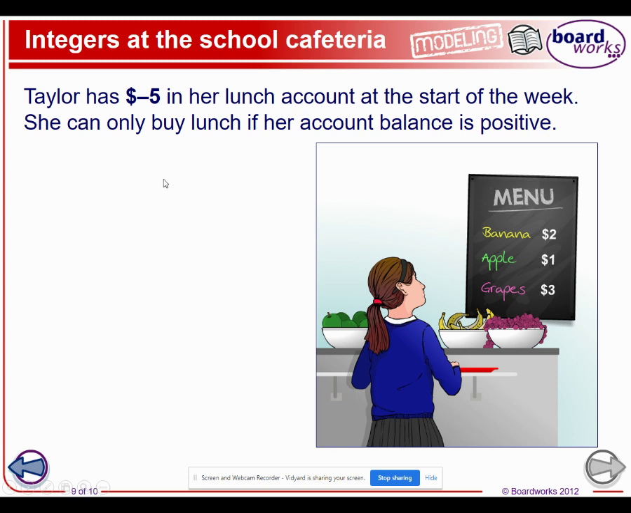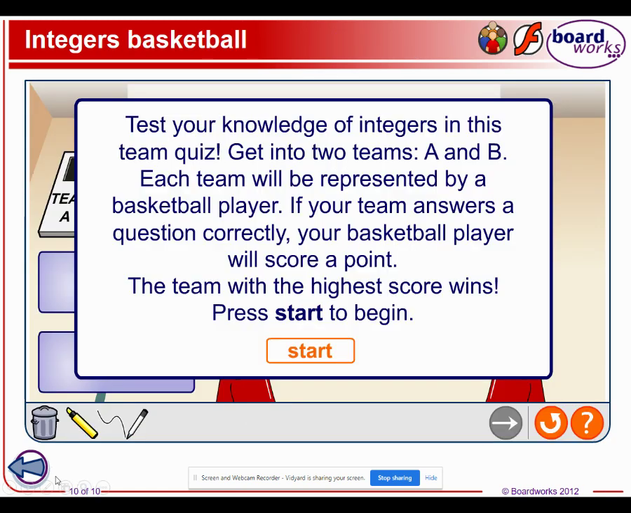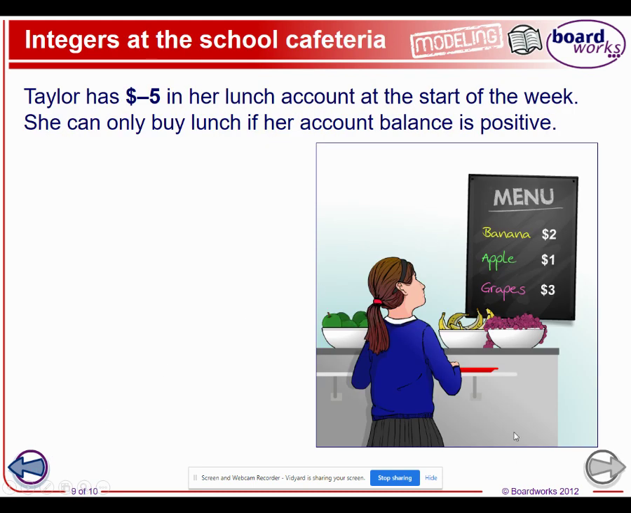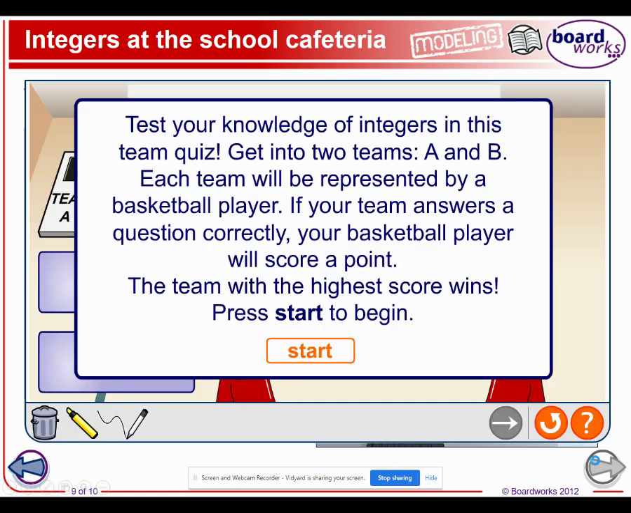Okay, so let's look at this problem. Taylor has -$5 in her lunch account at the start of the week. So she spent everything she had on her lunch account, and she now owes $5. She can only buy lunch if her account balance is positive. Sorry, I thought this was going to be a problem, but this actually wasn't a problem on here.